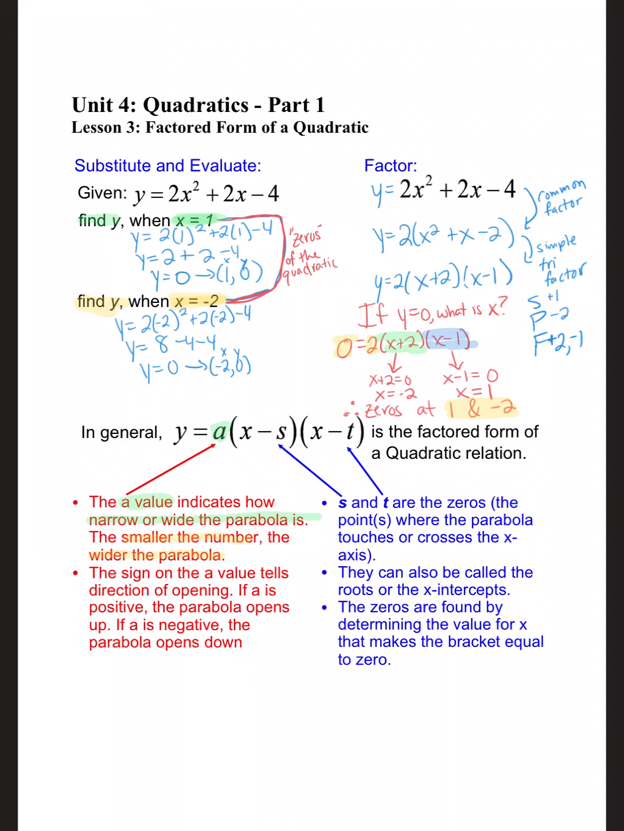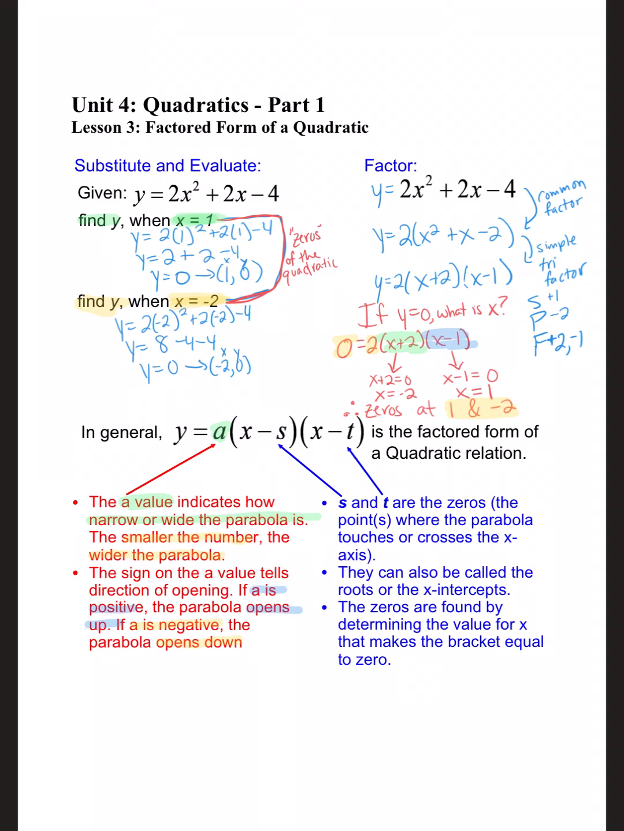The a value tells us something else. The sign on the a value tells the direction of the opening. So if a is positive, the parabola opens up. Remember, we saw when our second difference was positive, then it pointed up. That represents our a value. When a is negative, the parabola is going to open down. We'll keep looking at the a value and coming back to these ideas, but that's just a brief introduction to it. The other two parts of our general form here are s and t.